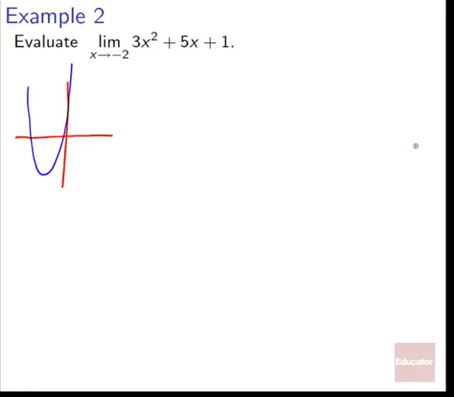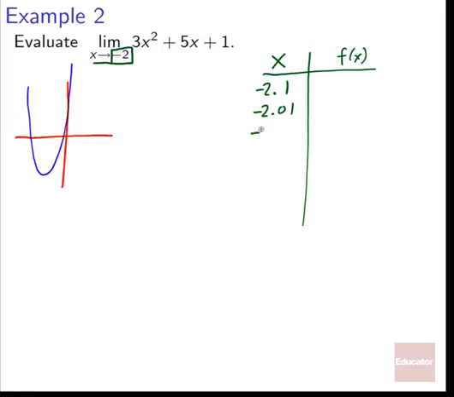Easiest way to figure out what the value is, we can just plug in values, right? We make a table of values. So we're going to have x on the left side and the f of x that comes out on the right side. What value are we approaching? We're approaching negative 2, so x going to negative 2. If we are a little below negative 2, we'll be at negative 2.1, then negative 2.01, then negative 2.001. On the other side, we will be coming away from negative 2: negative 1.999, negative 1.99, negative 1.9.